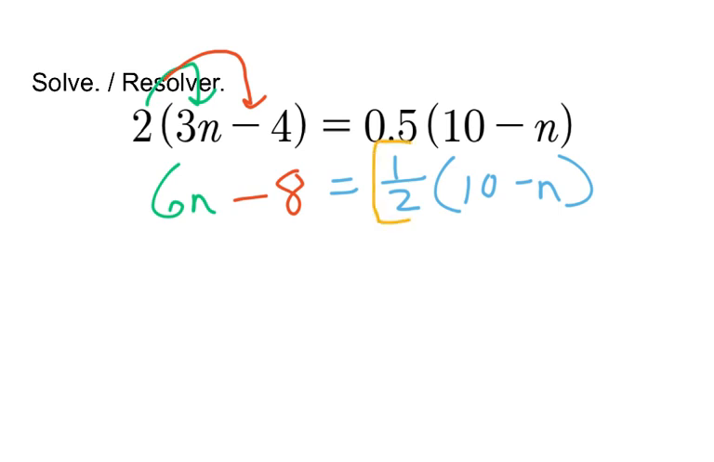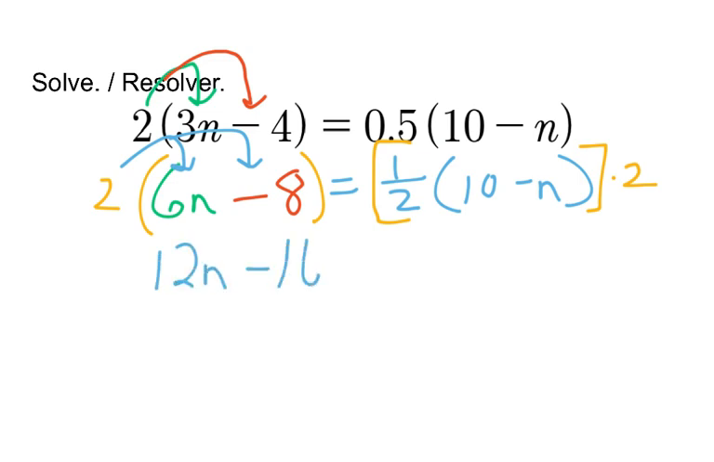So on the right-hand side, I will multiply by 2. And on the left-hand side, I will multiply by 2. Because what you do to one side of the equation, you can do to the other. So use your creativity to make the problem as easy as you can. On the left-hand side, I now will distribute this 2. So 2 times 6n is 12n, times negative 8 is negative 16.